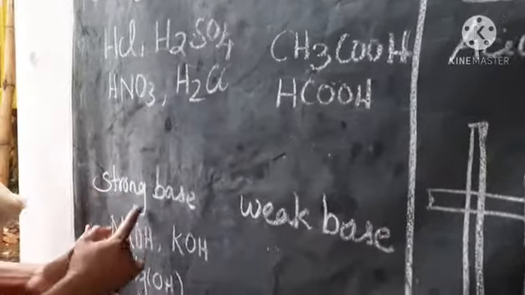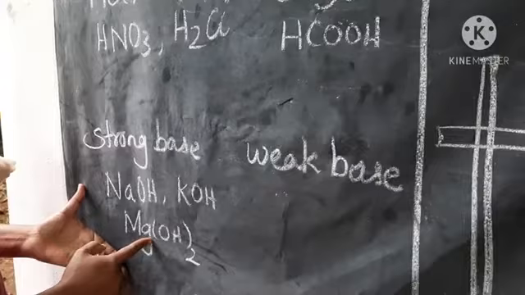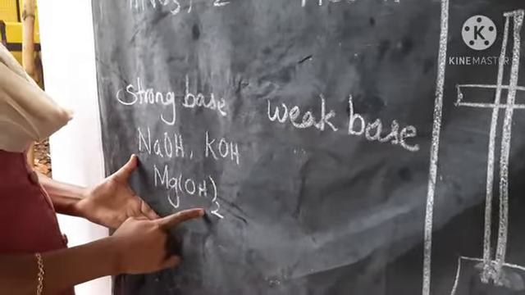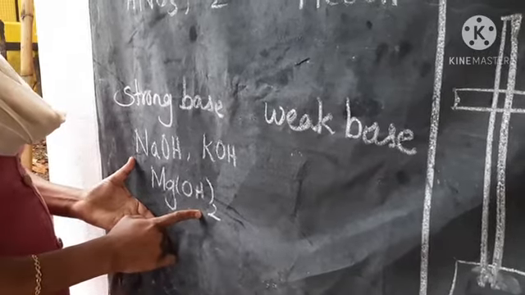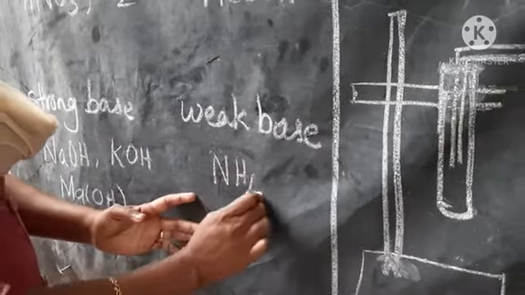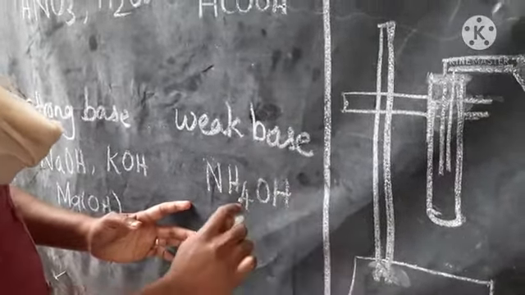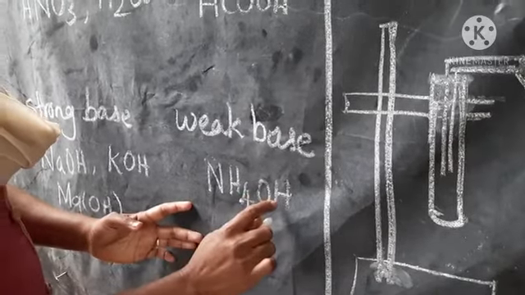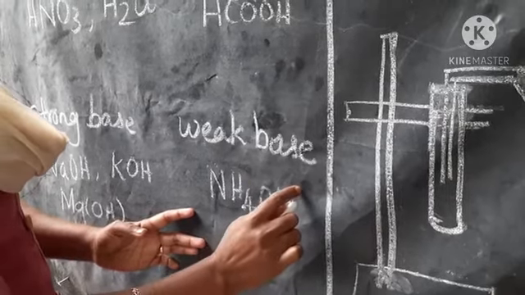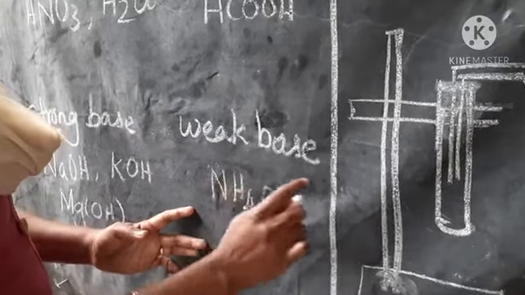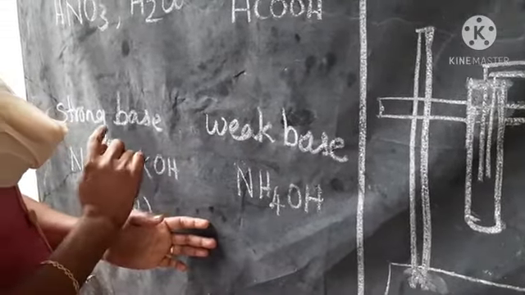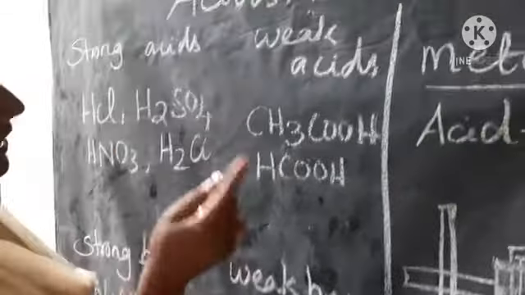Okay, so these are examples of strong bases: sodium hydroxide, potassium hydroxide and magnesium hydroxide. What about weak bases? Weak base is ammonium hydroxide, NH4OH. Here, ammonium hydroxide will partially ionize to give OH minus ion. That's why it is a weak base. Now you know the difference between strong base and weak base, and strong acid and weak acid.